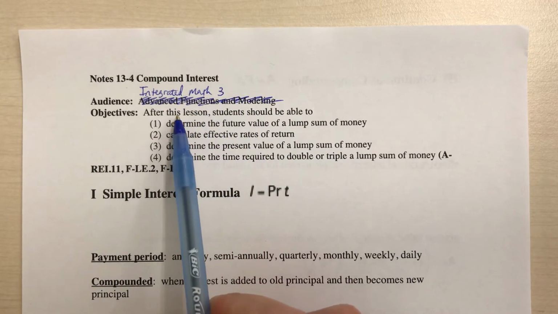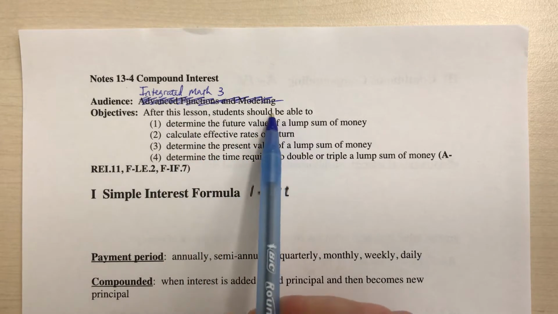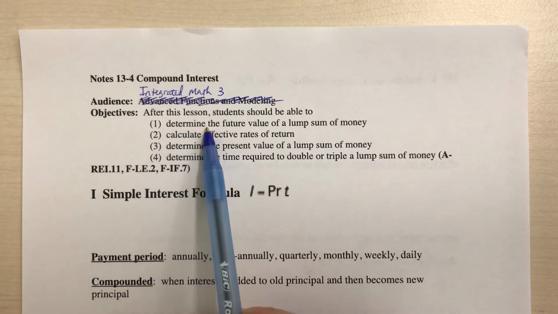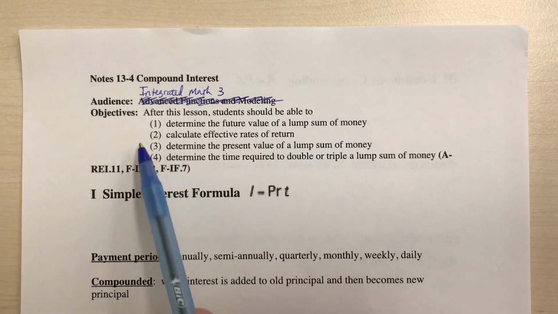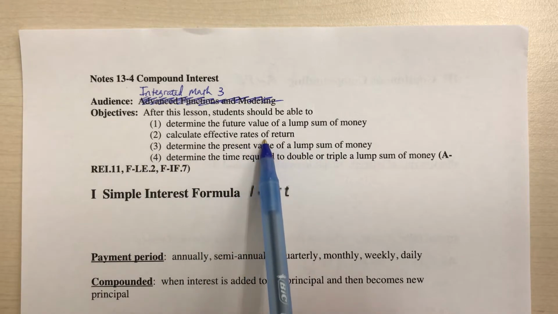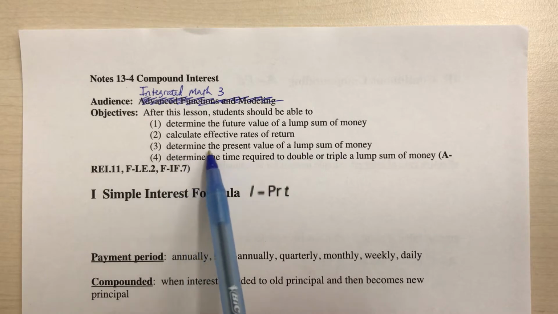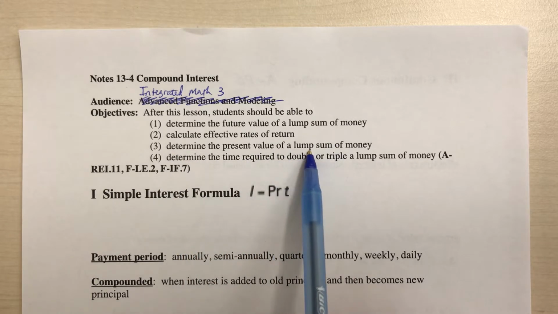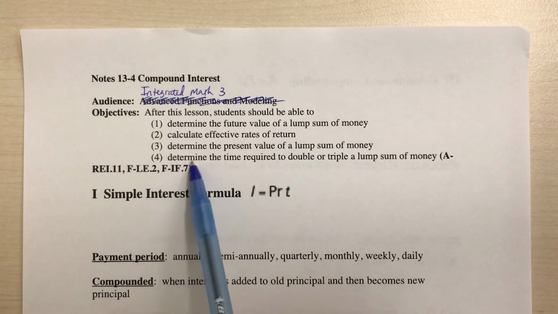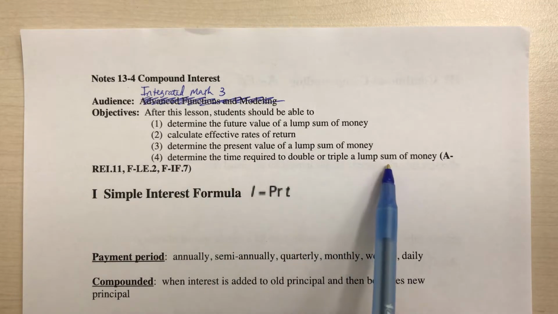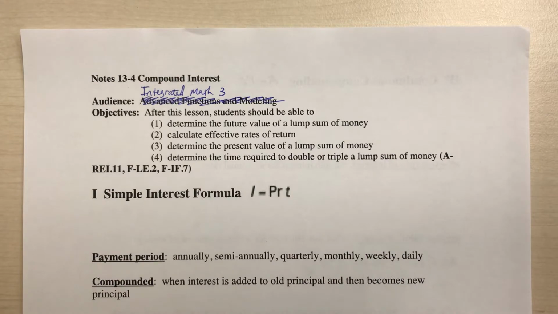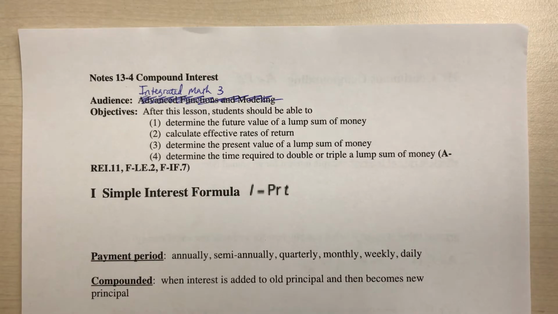Our goals for the day after this lesson, students should be able to, number one, determine the future value of a lump sum of money. Number two, calculate effective rates of return. Number three, determine the present value of a lump sum of money. And number four, determine the time required to double or triple a lump sum of money. So there's a lot of things we're going to be talking about here.